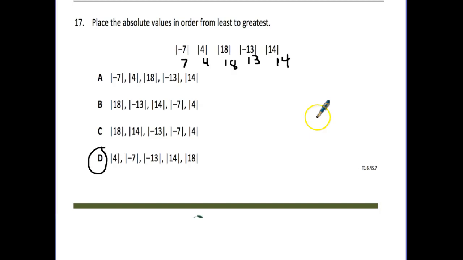Again, your explanation, your process side, is going to be explaining why. Absolute value is never negative. Absolute value means distance from 0 on a number line. And if you're looking for it from least to greatest, that would be your explanation for this.